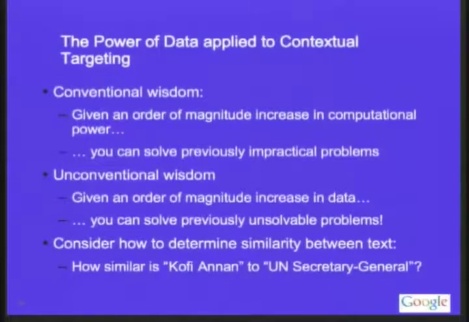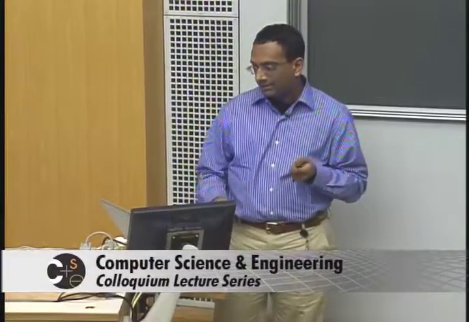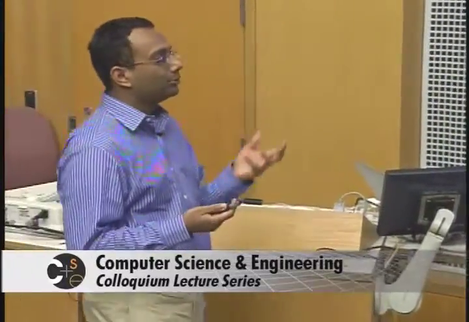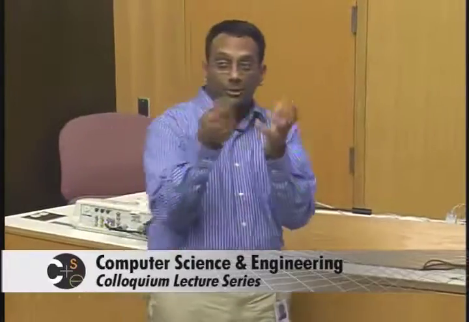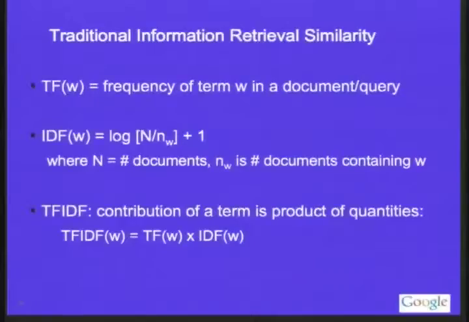Here's an example. How do you define similarity between Kofi Annan and the UN Secretary General? Clearly, they're the same person. But from a classic TF-IDF perspective, the cosine between the two is 0, because there's no matching between the two.